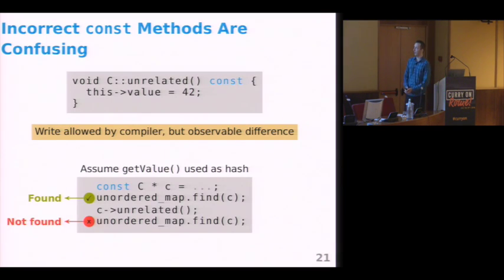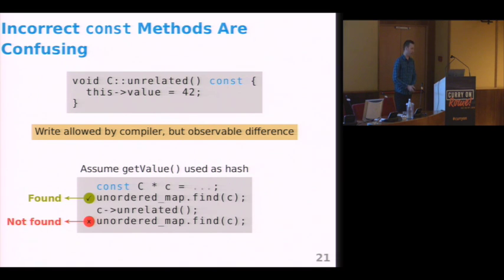Well, you're allowed to do this. So take this as an example. The developer may write some method here that's just unrelated, and all it does is write the value 42 to the value field. Now, the developer is allowed to do this because in order to implement the caching example, he had to use the mutable keyword.